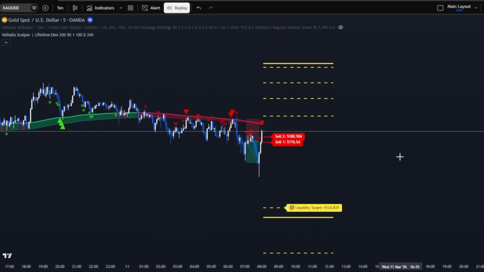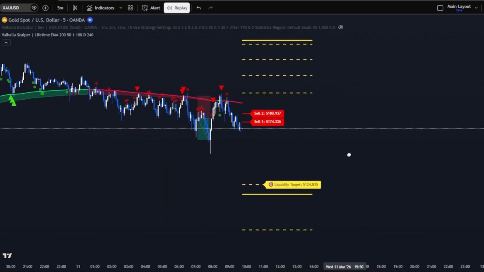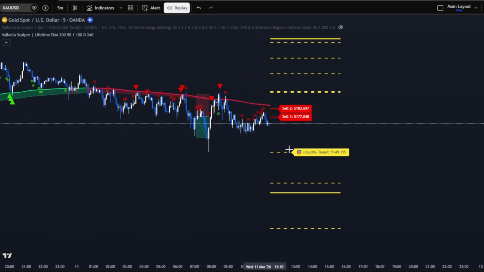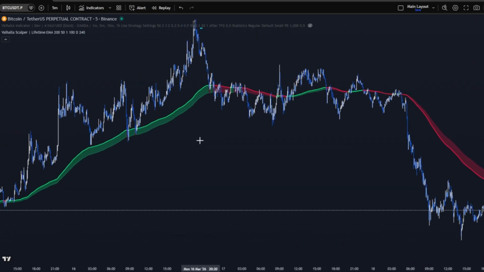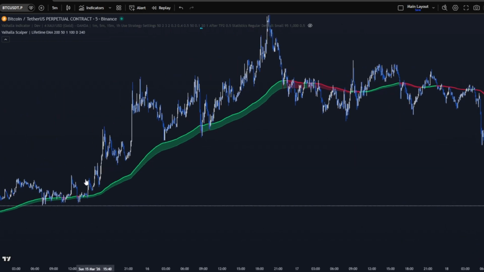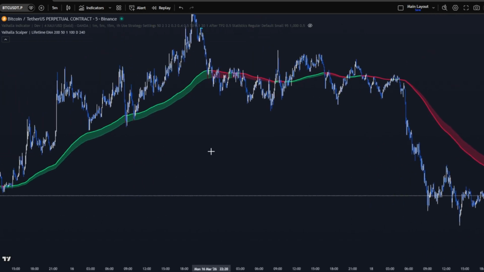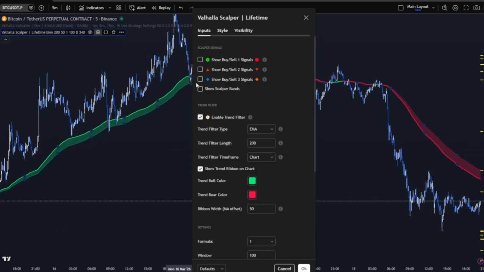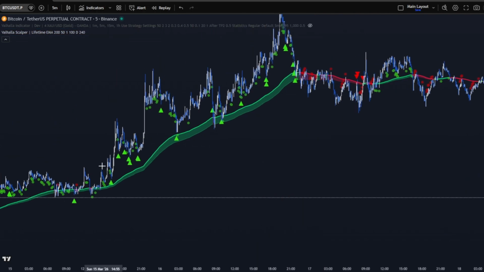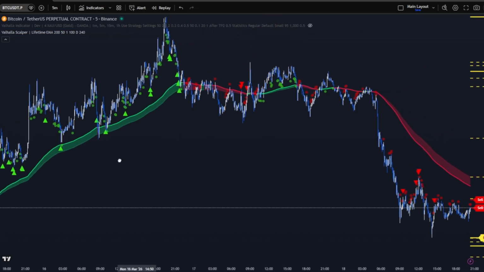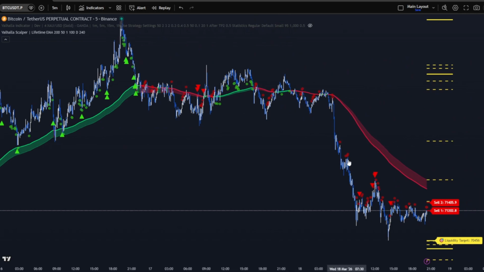You've got three things to pay attention to: the trend ribbon, the entry signals, and the liquidity levels. Let's break each one down. This colored ribbon on your chart is the trend filter, and it's the first thing you should look at. When the ribbon is green, price is in a bullish trend. When it's red, bearish. Here's the key. The trend filter controls which signals appear. In a bullish trend, you only see buy signals. In a bearish trend, you only see sell signals. This cuts out a huge amount of noise because you're never fighting the trend.